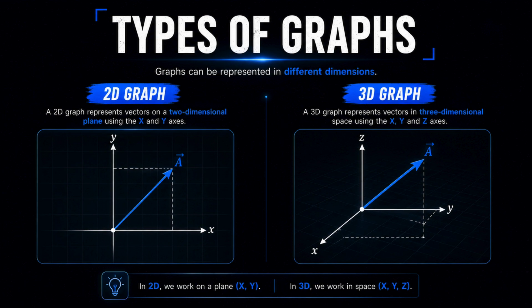Therefore, 2D vectors have 2 components, while 3D vectors have 3 components. Graphical representations in both 2D and 3D help us understand the location, direction, and magnitude of vectors in different environments. Vectors are extremely important because they are used to represent many real-life physical quantities.